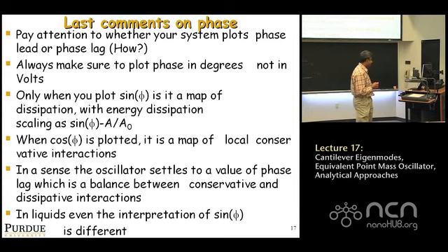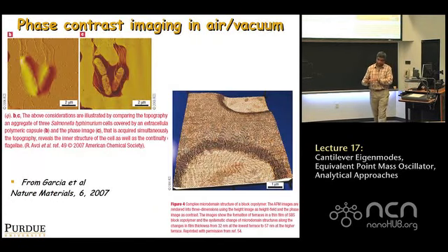Okay? So, having said that, I will add one more thing. When you do phase contrast in liquids, even the interpretation of sine of phase changes. So right now in air and vacuum, sine of phase is dissipation, cosine of phase is the conservative virial. But in water, even the sine of phase changes. Okay, so let me quickly show you one last example.